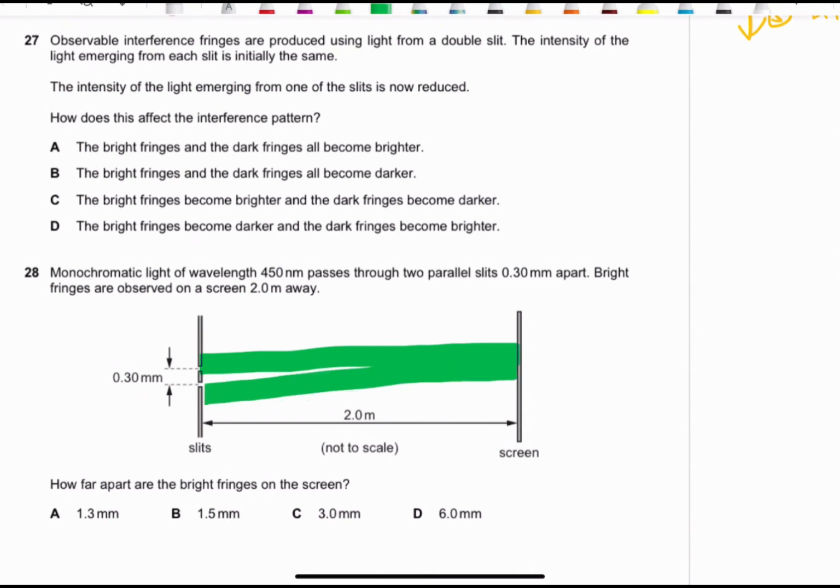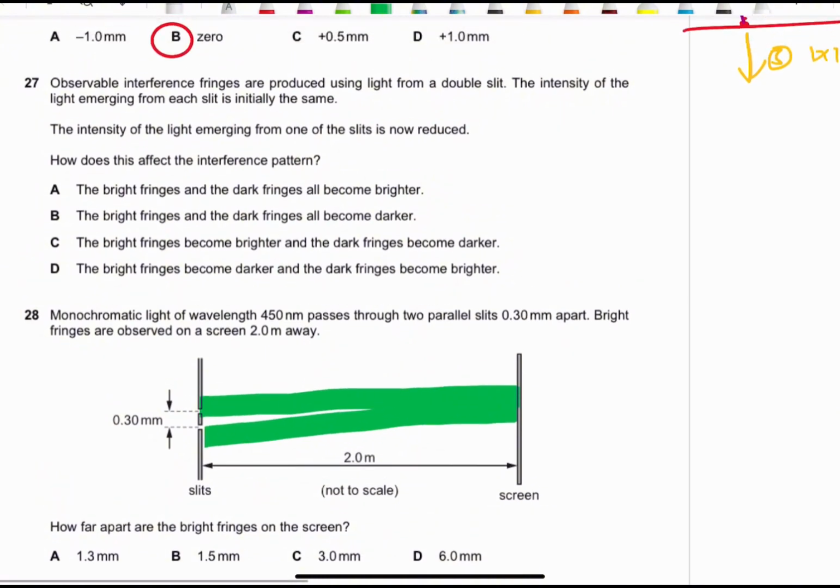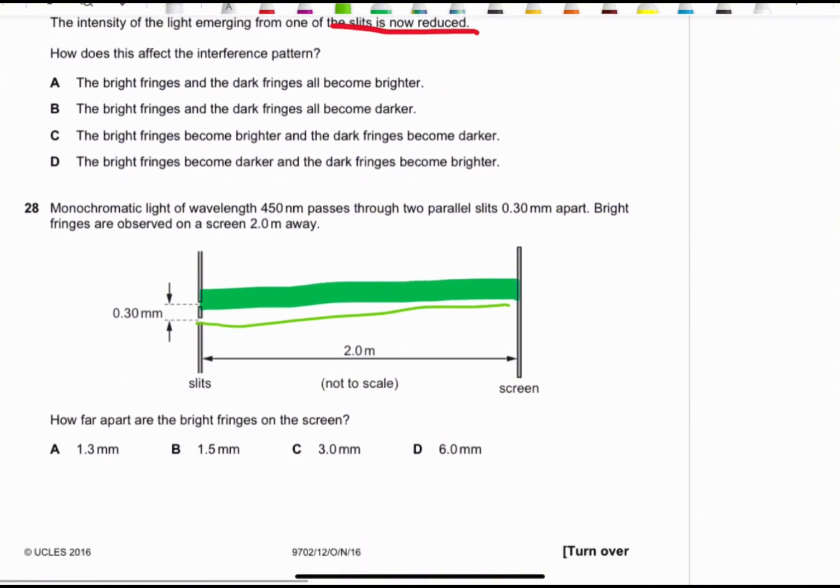So those are the two lights that we have, right? Now we're reducing the intensity of light from one slit, as the question says. The intensity of light from one of the slits is reduced. So we take one slit away and we reduce its intensity. So it's more like that, right? So it was like that. That was its initial intensity, and now it has been reduced to a very lower intensity. How would this affect the interference pattern?